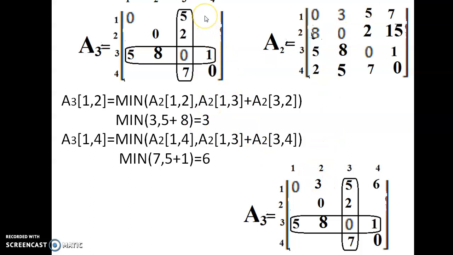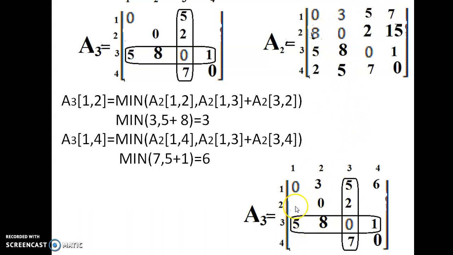Now for finding out this particular value, the value present in the row is 5, the value present in the column is 1. 5 plus 1 is 6. Already 7 is present here. Is 7 less or the new value 6 less? So value 6 is less, so we have replaced 7 with 6. Now to find out the value present here, now already the value 8 is present. Now we are calculating 5 plus 2. 5 plus 2 is 7. So 7 is less when compared to the 8.